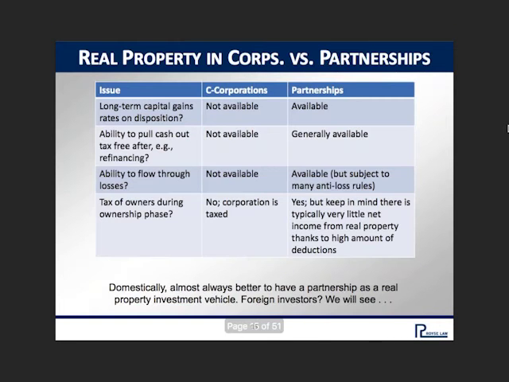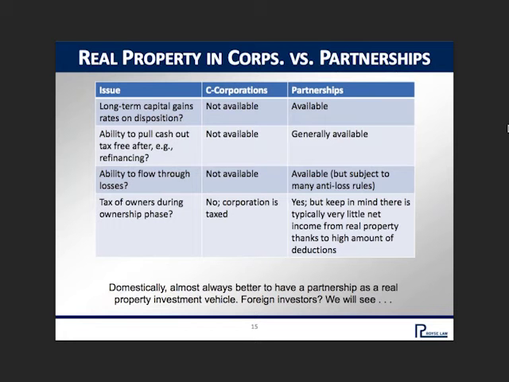Now, generally, under domestic income tax rules, it's preferable to hold your real property in a partnership. There are several advantages you get. You can get long-term capital gains rates on disposing of real property in a partnership, not in a C corporation. If you refinance, you can pull that cash out of a partnership tax-free. You can't do that in a C corporation. And you can even flow through losses via a partnership, although there are many rules that limit your ability to do that, but that's still better than a C corporation where you do not have that ability at all.